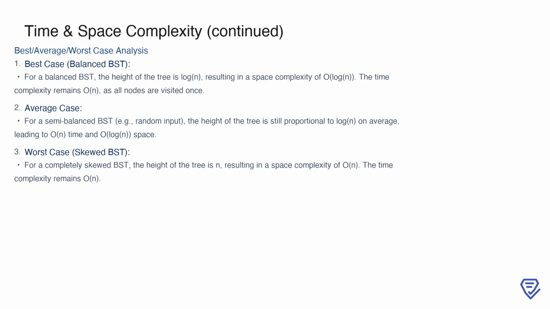In the best-case scenario, where the binary search tree is perfectly balanced, the height of the tree is log n. This results in a space complexity of O(log n) due to the recursion stack, while the time complexity remains O(n), as every node is visited once. For the average case, which represents a semi-balanced tree with random input, the height of the tree is still proportional to log n on average, maintaining O(n) time and O(log n) space complexities.